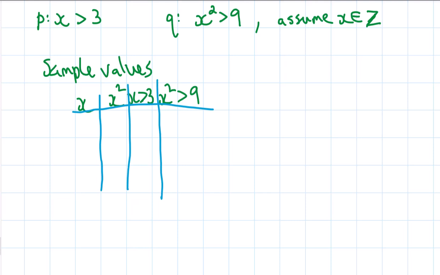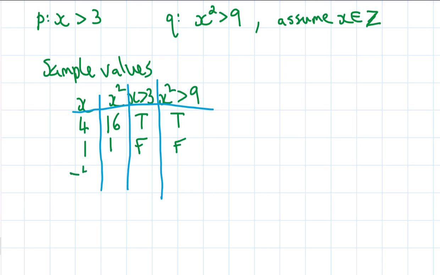So the first column here is X. So let's say X is 4. X squared would be 16. Is X greater than 3? Yes it is. Is X squared greater than 9? Yes it is. So we can see a true happening there. And what about a 1? Is 1 greater than 3? False. 1 squared is 1. Is 1 greater than 9? False. So you'll see cases where we have true and false and false.